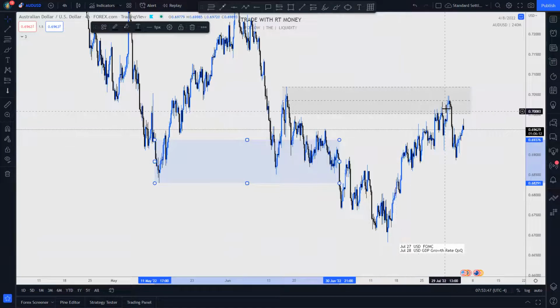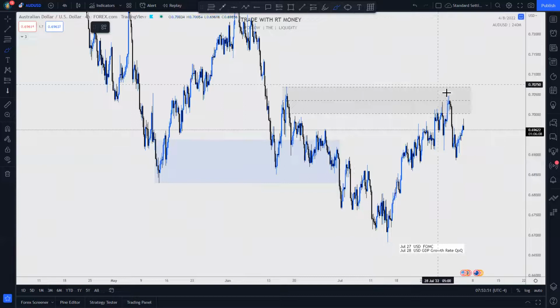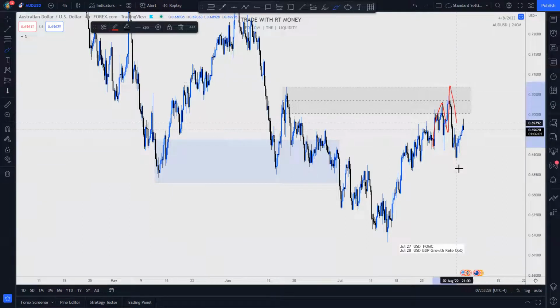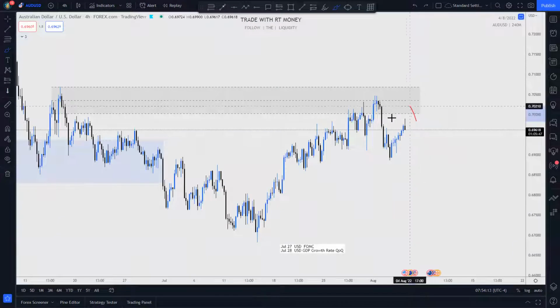We come all the way over here. We get that setup I always look for. A push up, a pull back, a higher high, a break below that low. And we're looking at price come back into the imbalance for quite possibly the move down. And that might be happening right now.